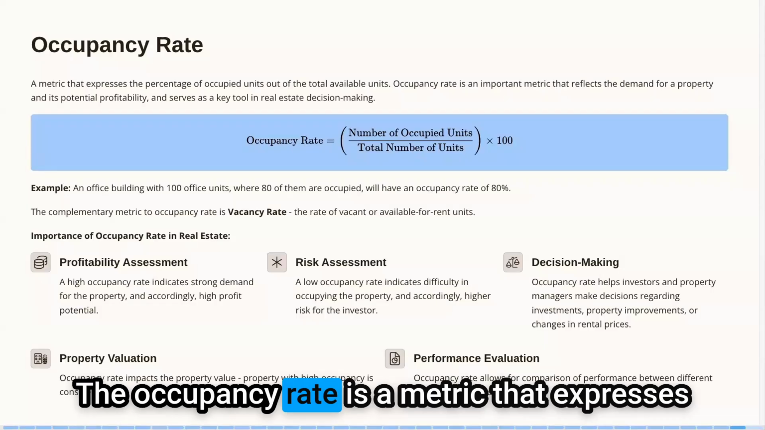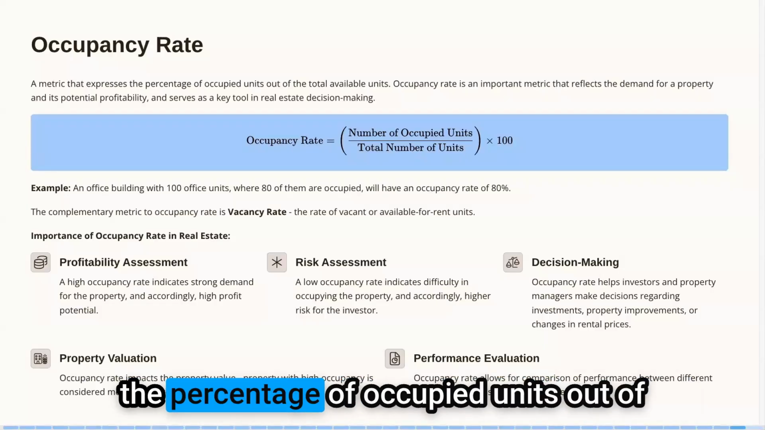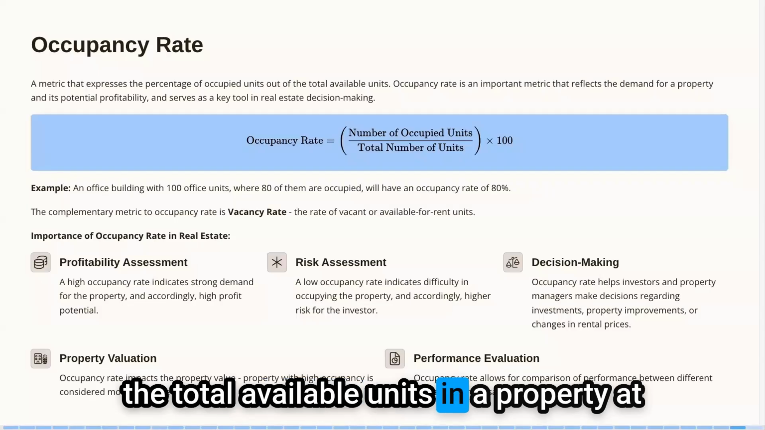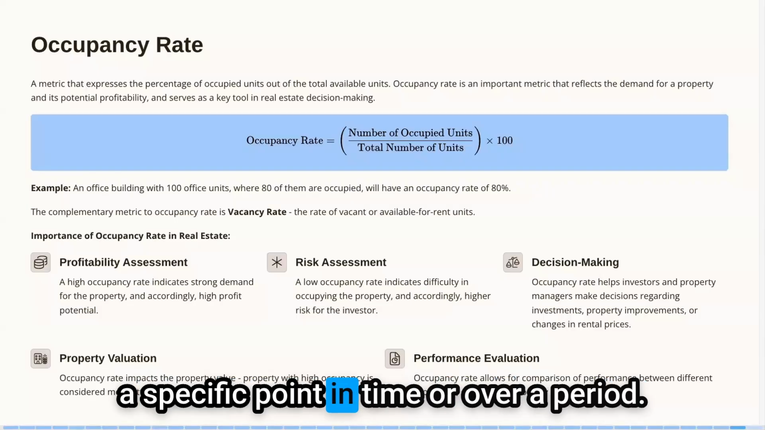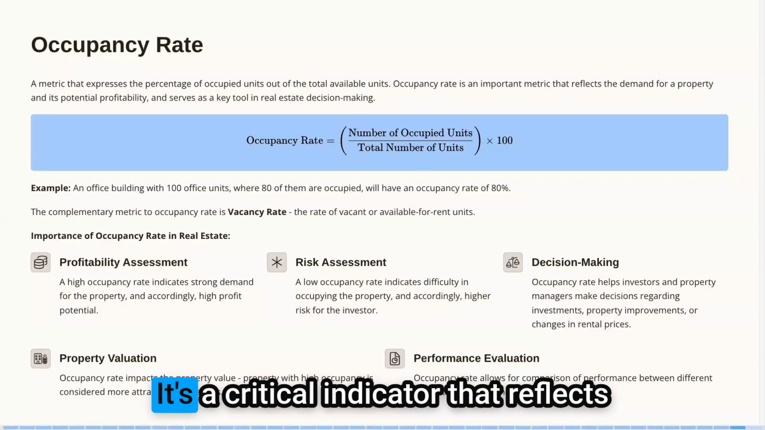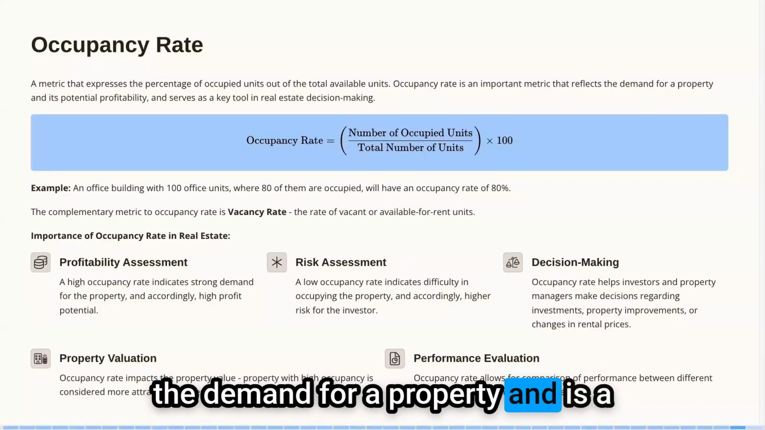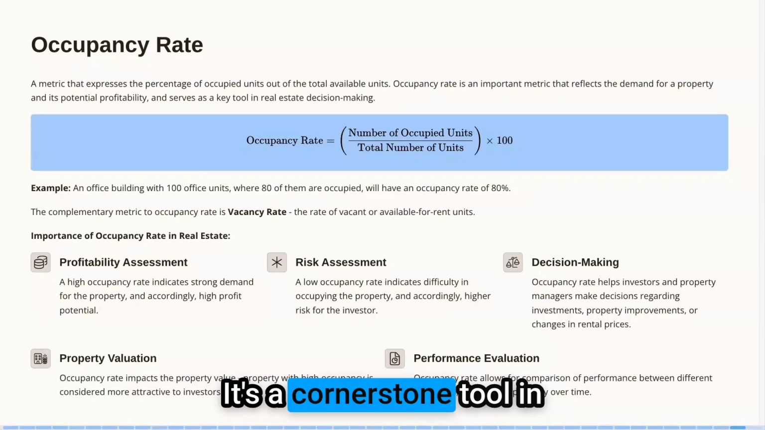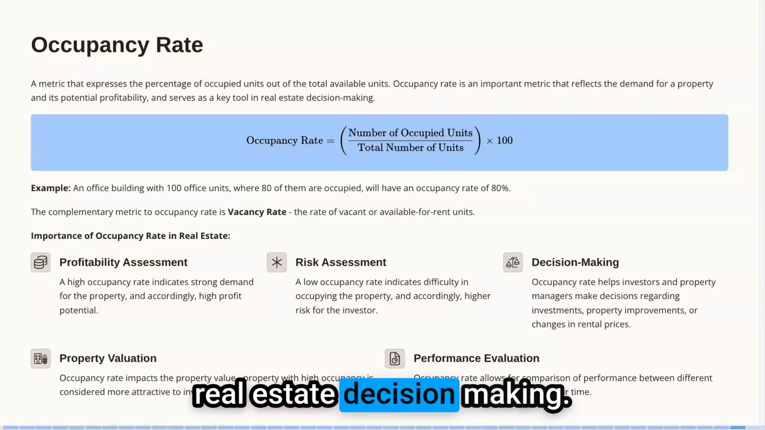The occupancy rate is a metric that expresses the percentage of occupied units out of the total available units in a property at a specific point in time or over a period. It's a critical indicator that reflects the demand for a property and is a key factor in its potential profitability. It's a cornerstone tool in real estate decision making.